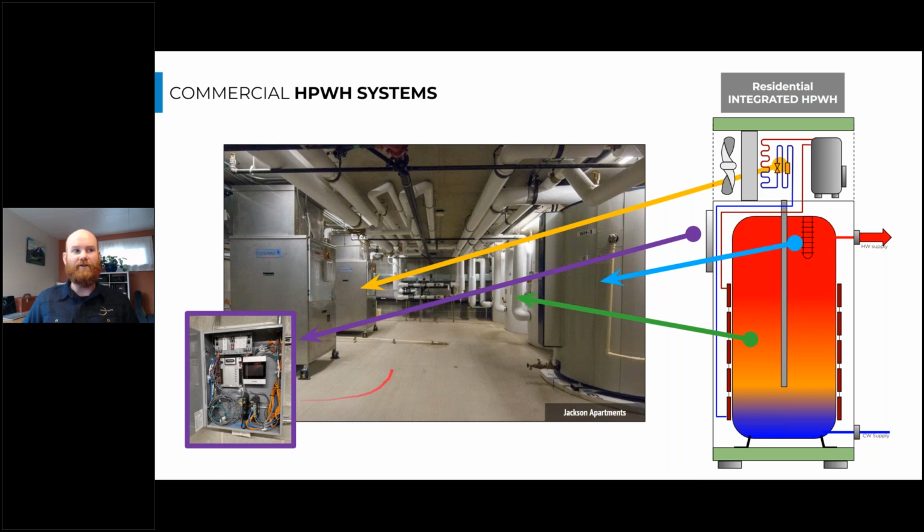And with our larger commercial systems, we also have that, but that might be a control panel on a wall of the room. So once again, there's a lot of similarities between these, the residential integrated heat pump water heater and our larger commercial built up systems. And they typically come down to those 4 components: the heat pump, some kind of backup occasionally, storage tank, and some control system.